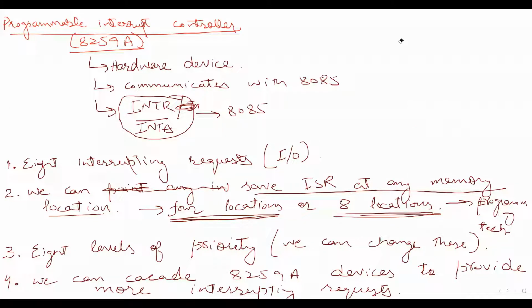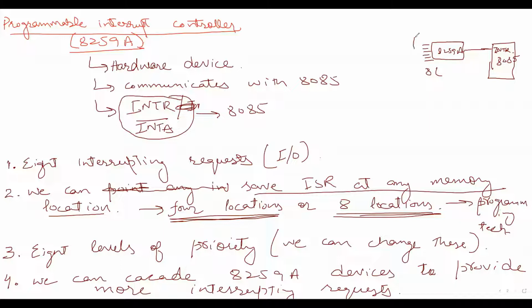Let me write it here. We had the microprocessor, this was 8085, and we said that this microprocessor had only one pin, INTR, as a non-vector interrupt. But to increase its capability, we connected this INTR pin to another device, which is 8259A. And how many requests was this able to provide? 8 requests, 8 interrupting requests.